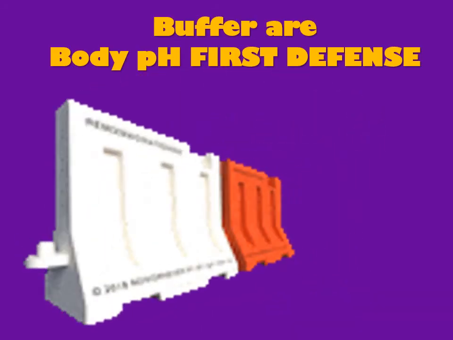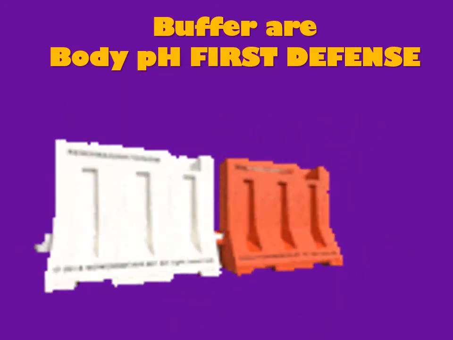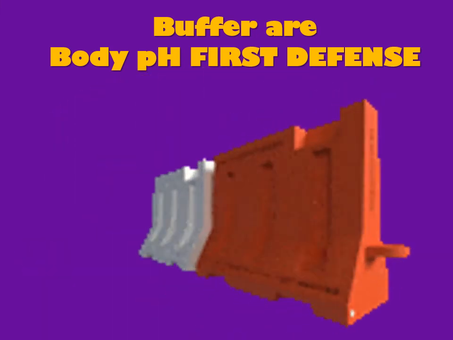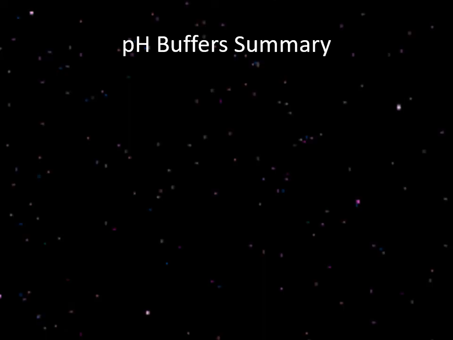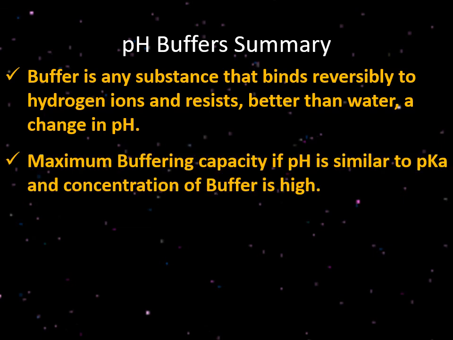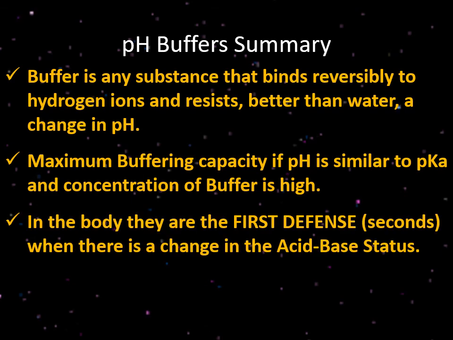So here's a key point. Remember, buffers are the first defense of the body when something is trying to change body pH. Summing up this part, we can say that buffers are any substance that can bind in a reversible way to hydrogen ions and resist better than water a change in pH. We reach maximum buffering capacity if pH is near the pKa of the buffer and the concentration of the buffer is high. And very importantly, in the body, buffers are the first defense of the body when there's a change in the acid-base status.